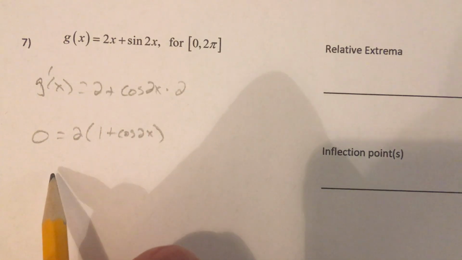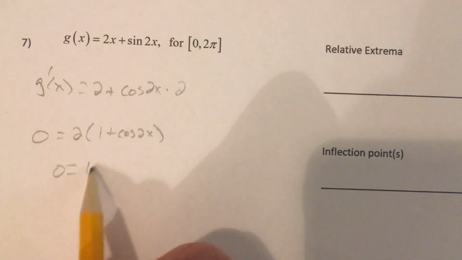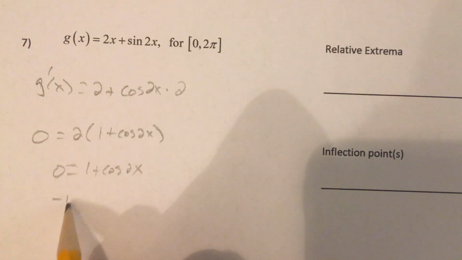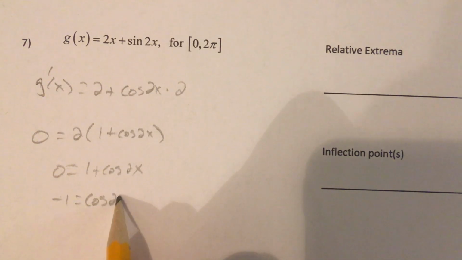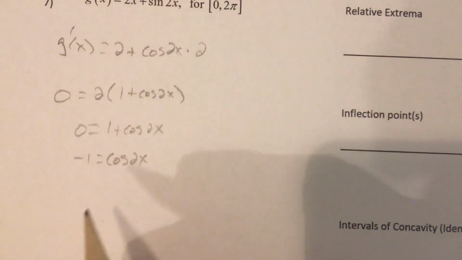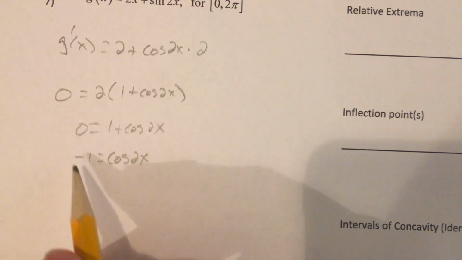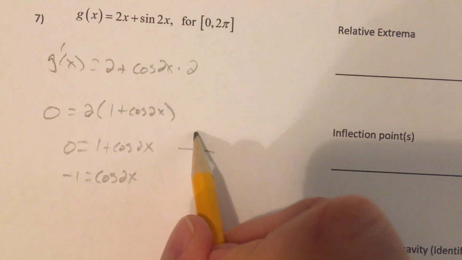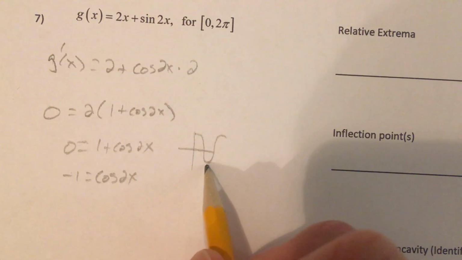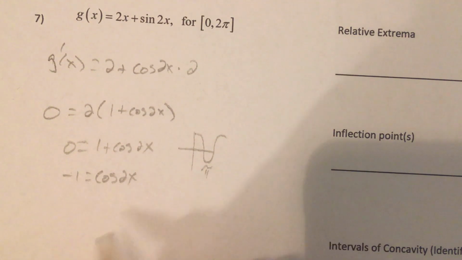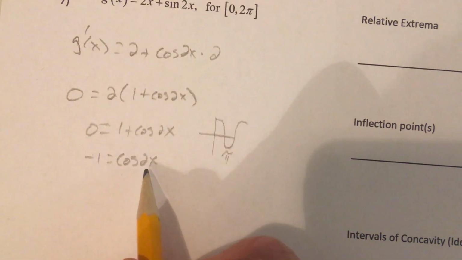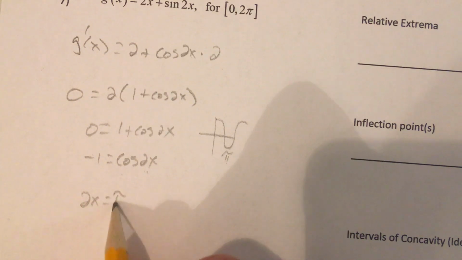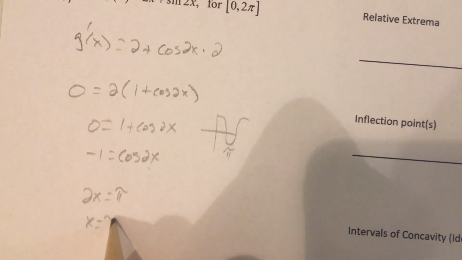And so I'm really looking at when does 1 plus cosine 2x equal 0, and that's when cosine 2x equals negative 1. So now what I say is, well, when does cosine equal negative 1? If I think about the unit circle or even just the cosine graph, I know that it equals negative 1 at pi. So the cosine of pi would be negative 1. That means 2x has to equal pi, which means x is going to be pi over 2.